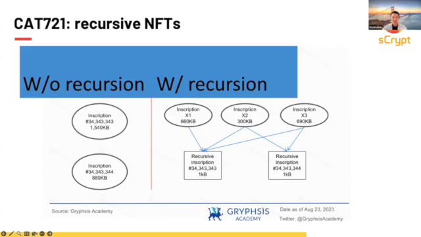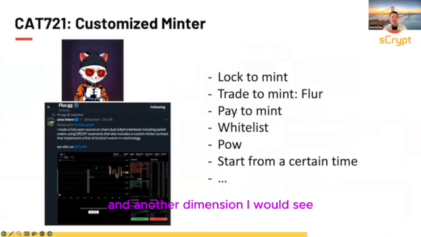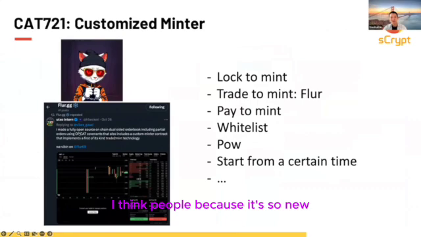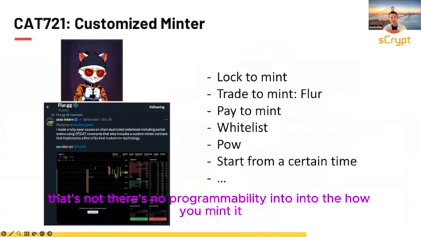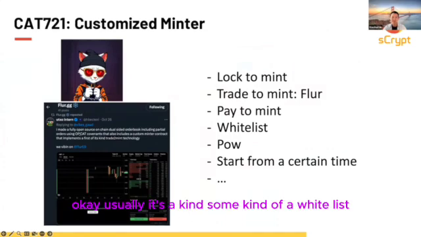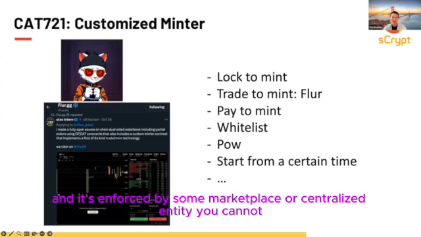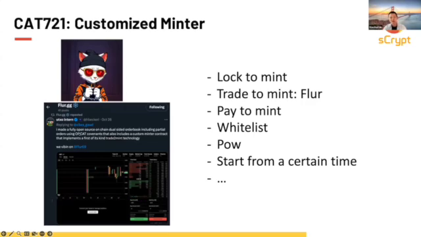Another dimension, because it's so new, is a huge advantage when we compare with ordinals. In ordinals, it's like first is first: you inscribe it and that's it. There's no programmability in how you mint it. Usually it's some kind of whitelist, but that's it, and it's enforced by some marketplace or centralized entity. You cannot.